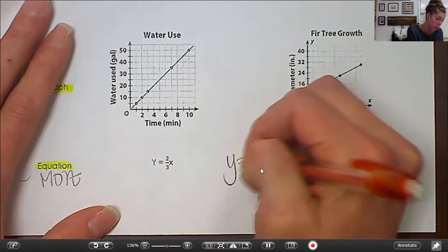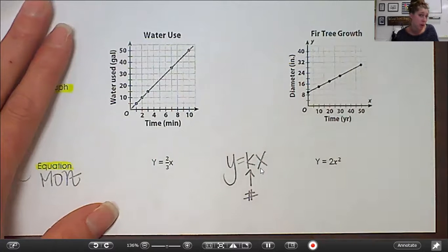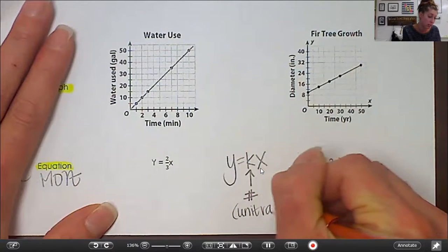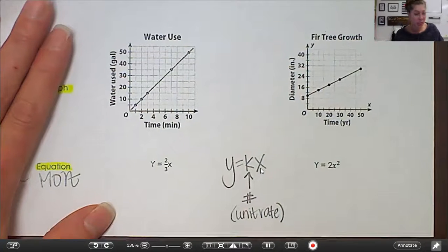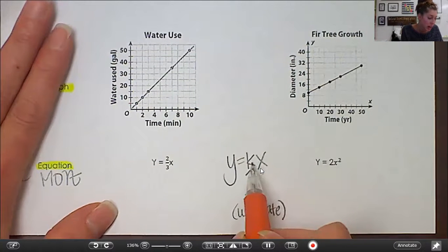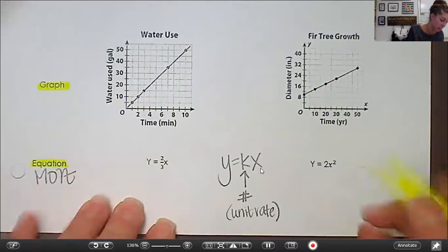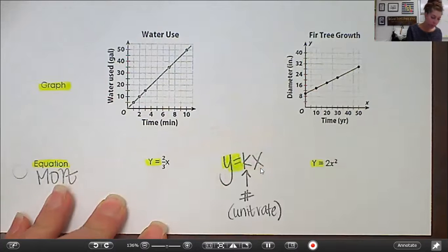Remember, you're looking for the form y equals kx. And k has got to be a number. It's actually the unit rate of every situation. And we'll do that more when we get to real world situations, okay? So I see the y equals on both. In fact, I'm going to color code this so you can see. Y equals is on every single one of them.